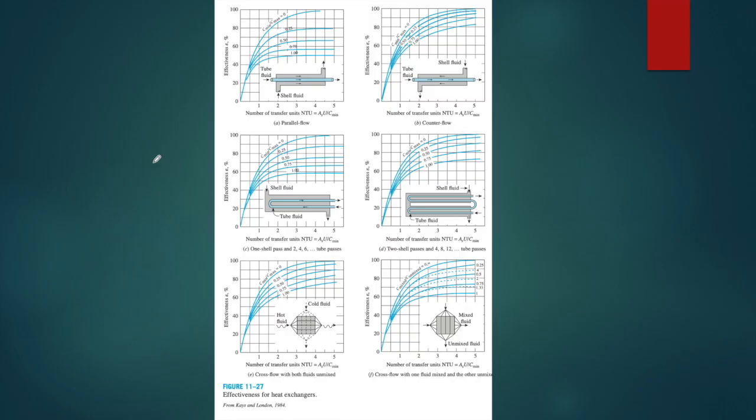And then next is figure 11.27. This figure is actually for the effectiveness NTU method. As you can see in this figure, we have effectiveness here, and each of these graphs represents a different type of heat exchanger. So you have to take a look at the naming of this graph, chart. What you need to do here is calculate the NTU by using this equation. NTU is equivalent to UAs over C minimum.